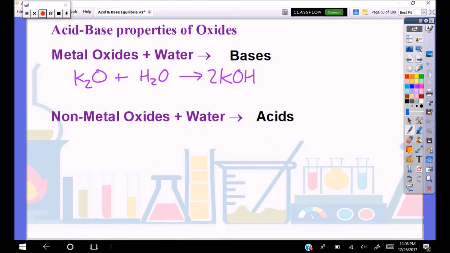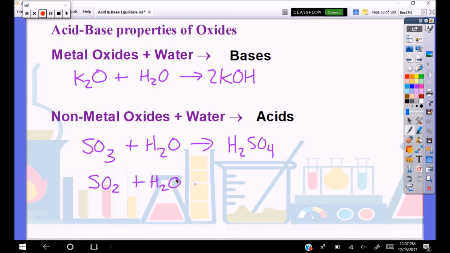Now my non-metal oxide example: if I have SO3, S is a non-metal, plus water, this will give me sulfuric acid. That doesn't balance, right? Should be that. Yes. So I get H2SO4 from that way. The other way, if I looked here, it's SO2 plus H2O, and then I could get H2SO3.